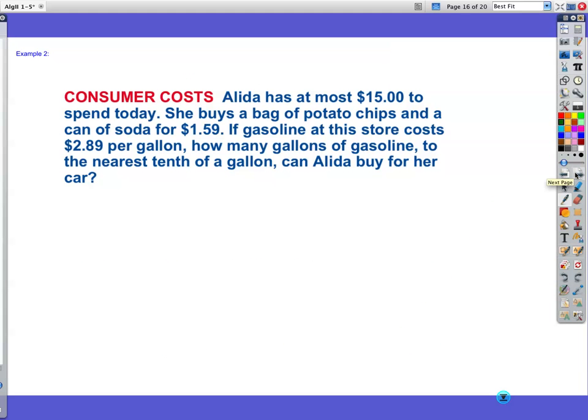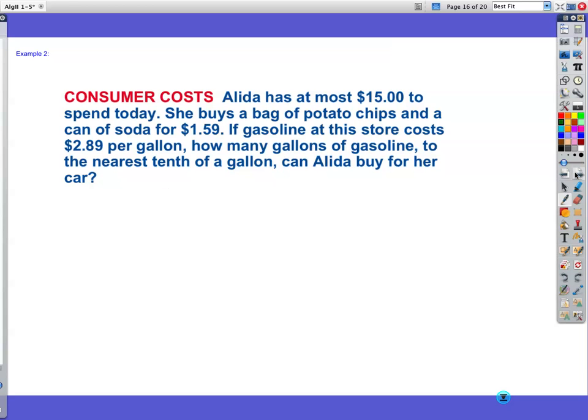Example 2. Alita? I don't know. Al has at most $15 to spend today. She buys a bag of potato chips and a can of soda for $1.59. If gasoline at this store costs $2.89 per gallon, how many gallons of gasoline to the nearest tenth of a gallon can Al buy for her car?